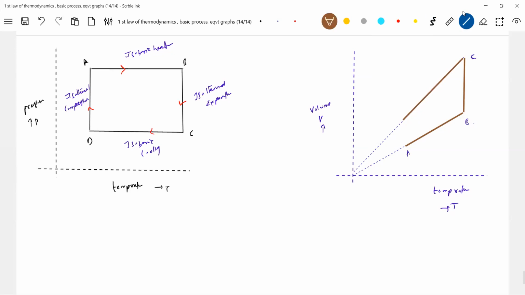Okay, now the last one. Sir, is there any method? Okay, let's identify one thing. Temperature at A equals temperature at B. These are the very essential things. Pressure at A equals pressure at B. Pressure at D equals pressure at C.